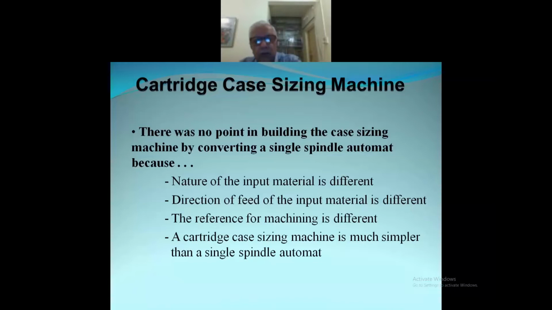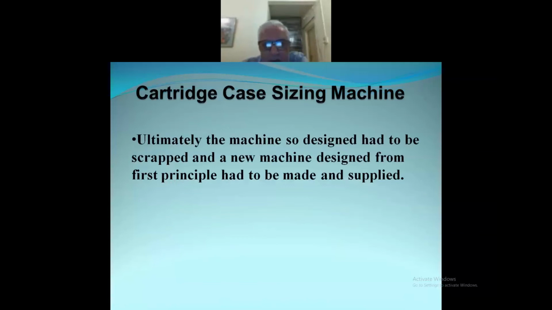So as a result, so much problem. In fact, the machine was first supplied, and then it started giving all the problems at site, and a lot of work was done just to get it going. Unfortunately, this could not be done, and ultimately the machine so designed had to be scrapped, and a new machine designed from first principles had to be made and supplied. So that was the thing.